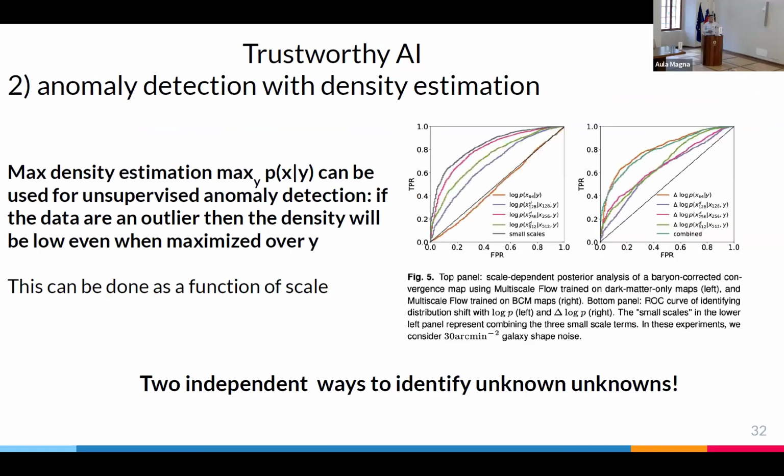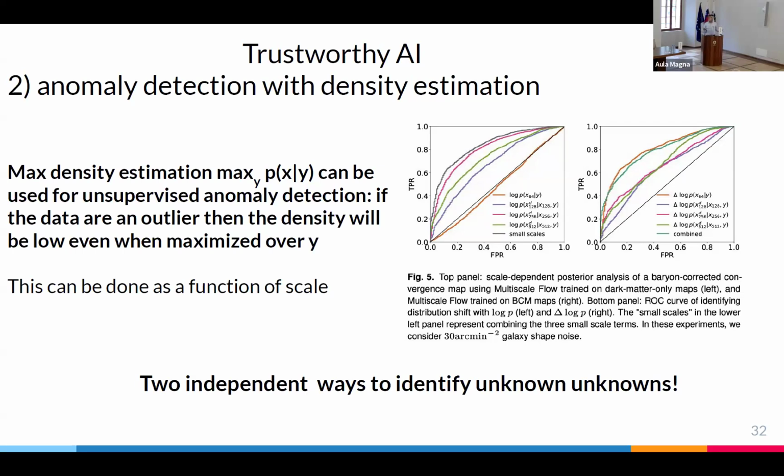Another way to identify unknown unknowns, if you have a generative model, is to look at that density estimator that I mentioned, P of X given Y. You can maximize this over Y so that you have the highest possible density. And then you ask, is this still in the typical set of your training data or not? And so here is an example that we have tried, again, as a function of different scales. We injected an anomaly, in this case, baryonic effects in the weak lensing, and then we analyzed it by using only dark matter simulations, which don't have baryons.